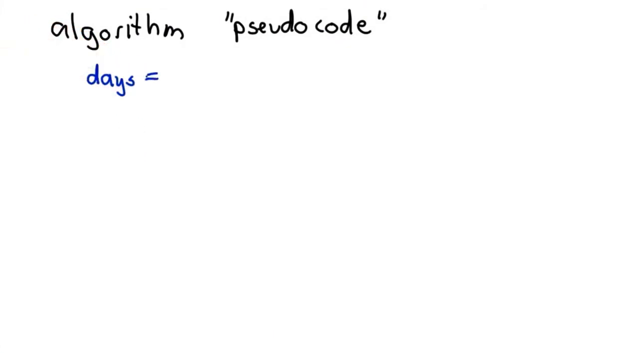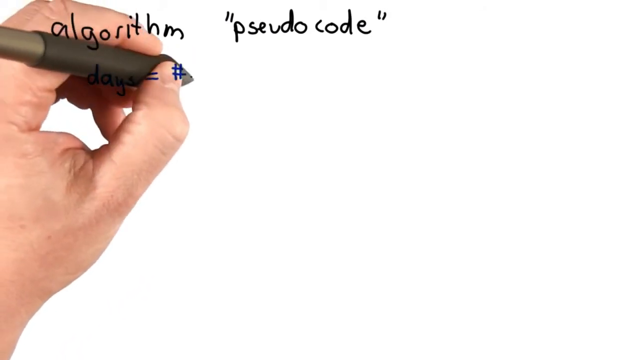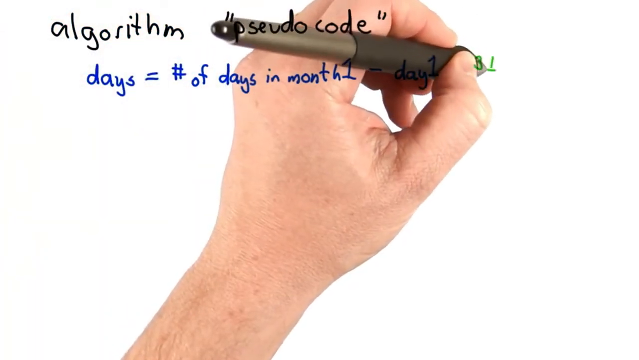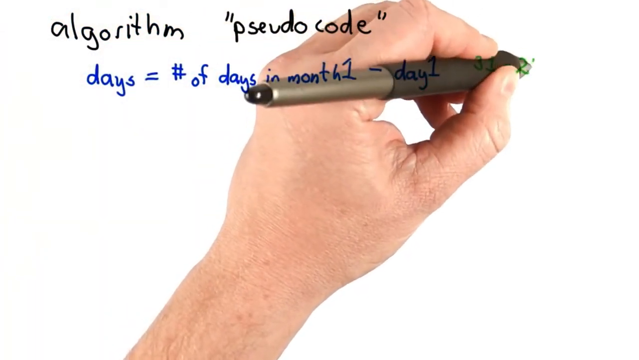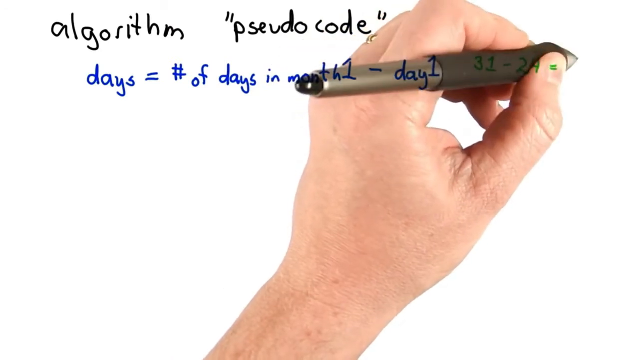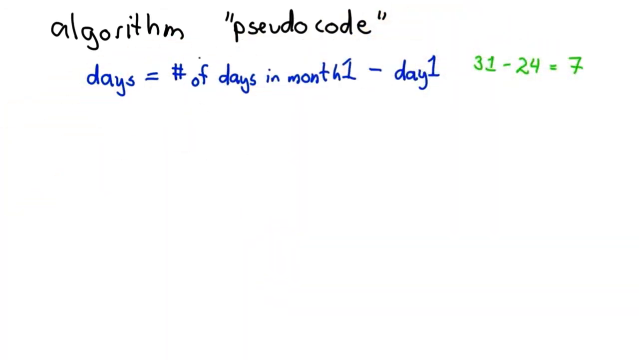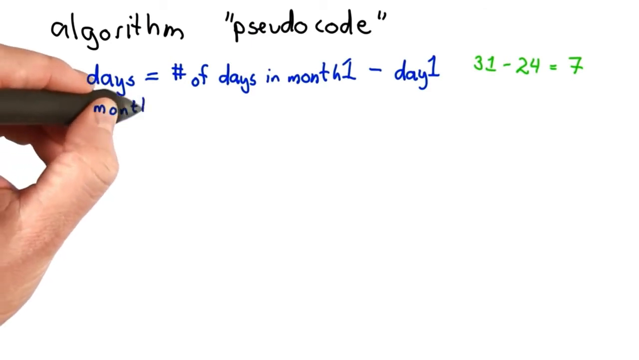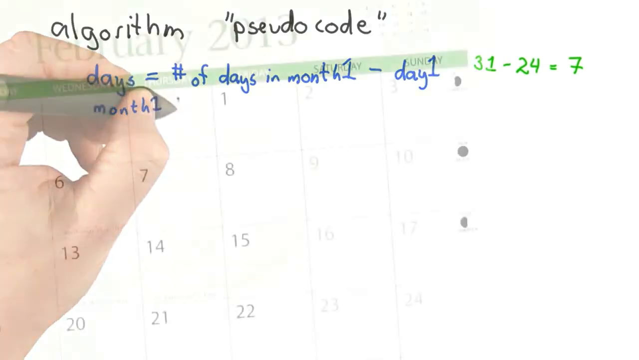And we'll start by initializing days to the number of days in the current month minus the day that we're starting on. So for the example, that was 31, the number of days in January, minus 24, which I believe is 7. And once we've done that, we finished month 1, so we should increase the value of month 1 by 1. So now we were at February.